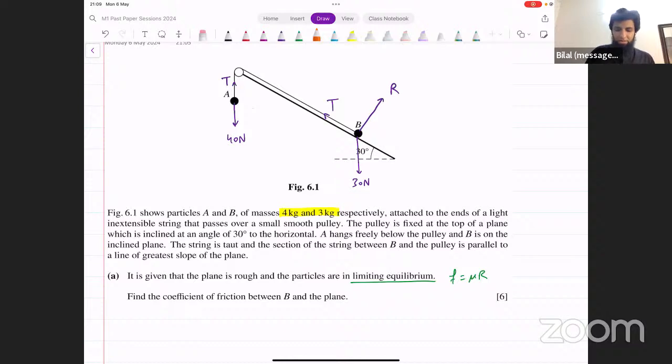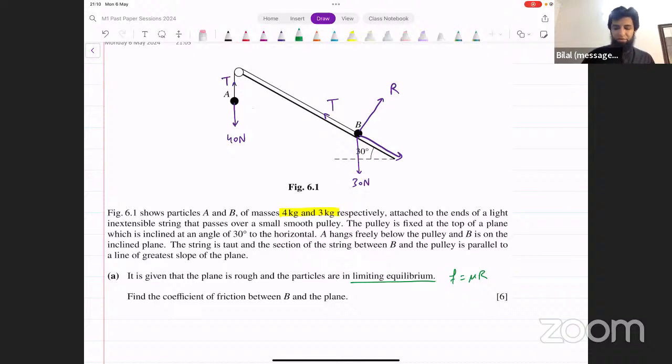However, you can actually think of it directly like this. This is 40 Newton and this is 30 Newton. All of this 40 Newton is acting vertically downwards, and only a part of the 30 Newton is going to act in this direction. So the force acting towards the left is obviously greater. The force acting towards the left side, on A downwards and on B to the left side, is greater. That means the particle B is just about to move up the plane. All right, that's what is about to happen.